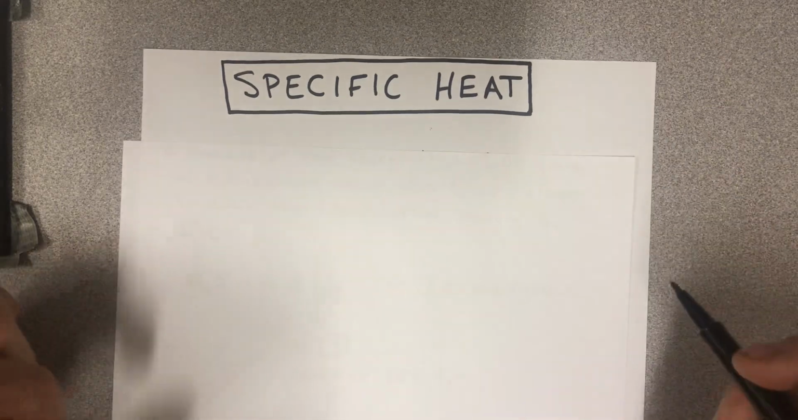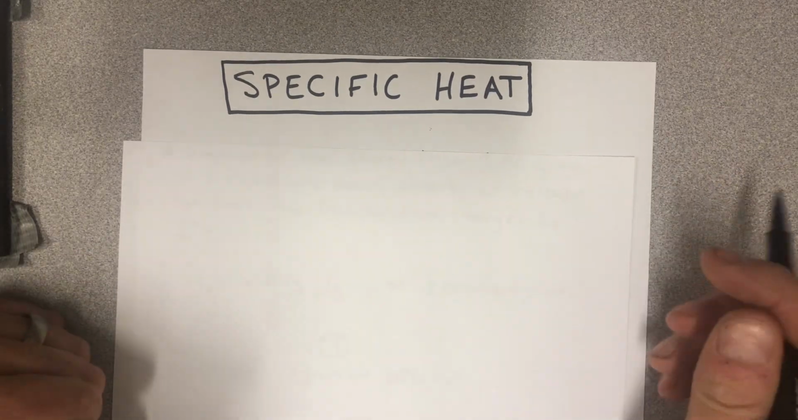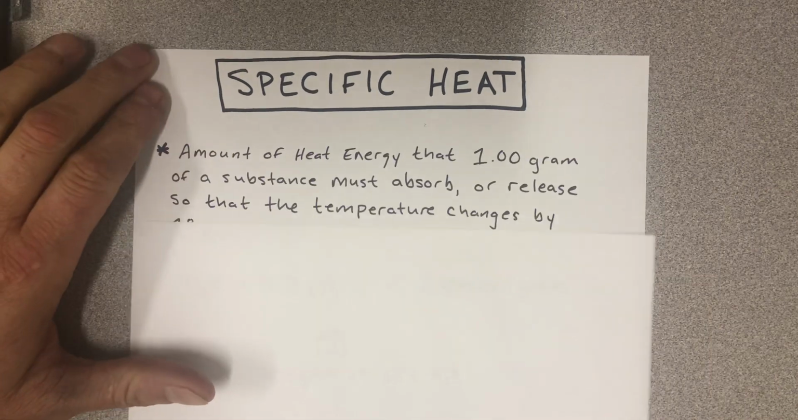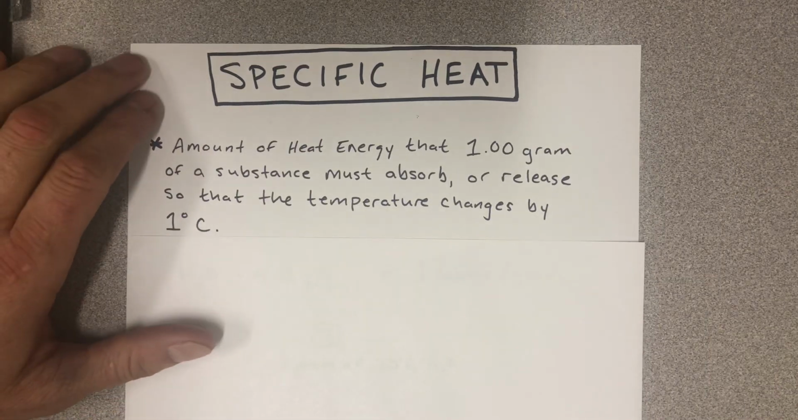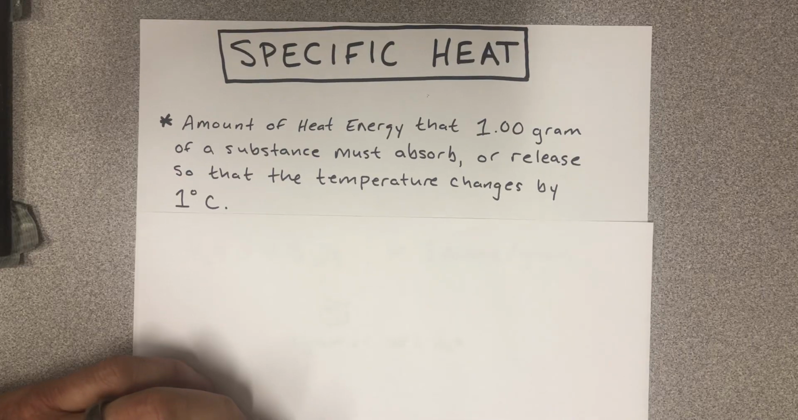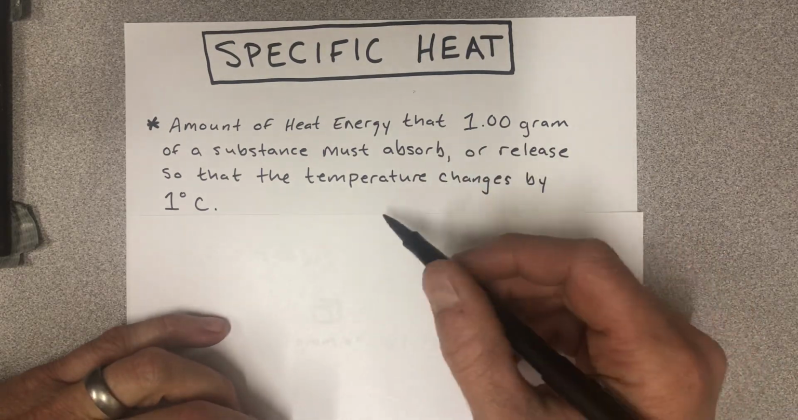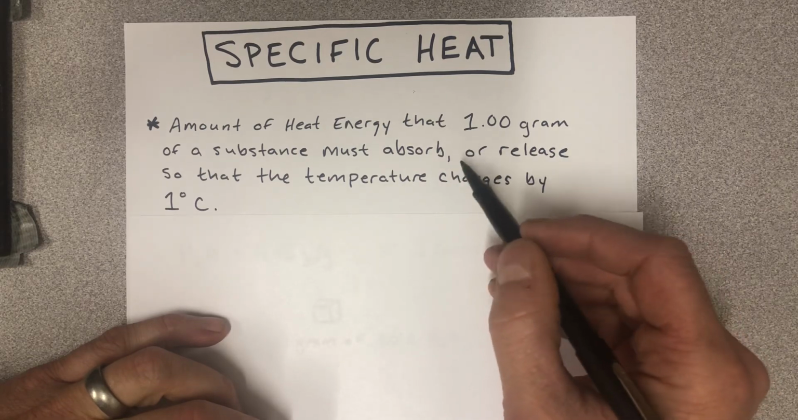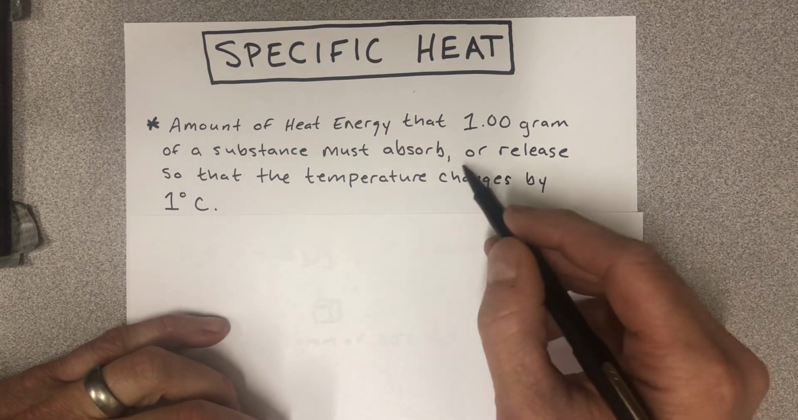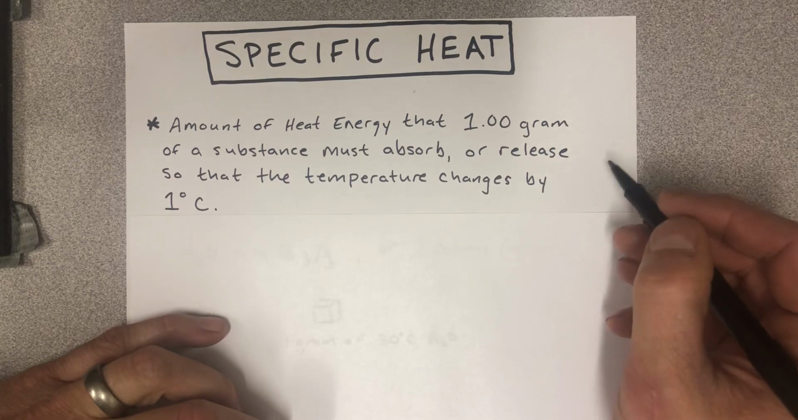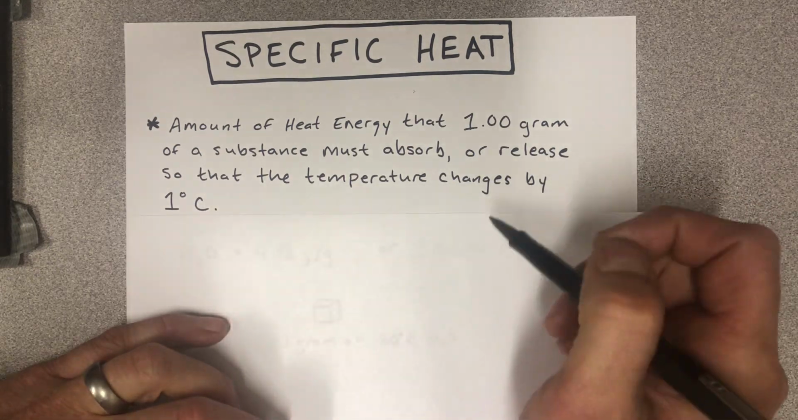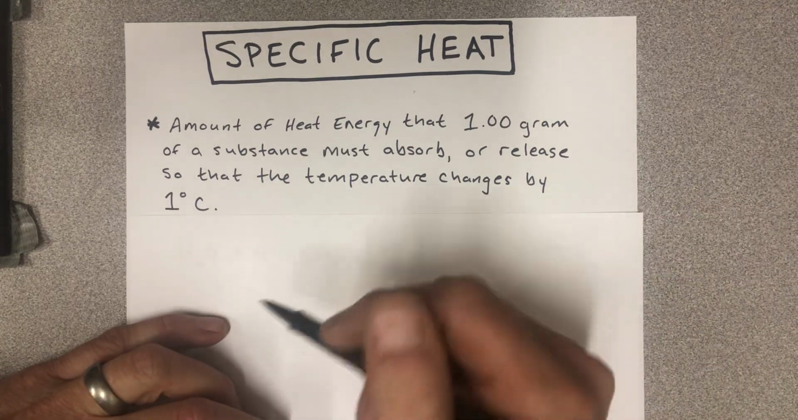All right, this is a little video about specific heat. So let's talk about what this means. Specific heat is a pretty interesting concept. It's the amount of heat energy that exactly 1 gram of a substance must either absorb, as in an endothermic process, or release in an exothermic process, so that the temperature changes by 1 degree Celsius.